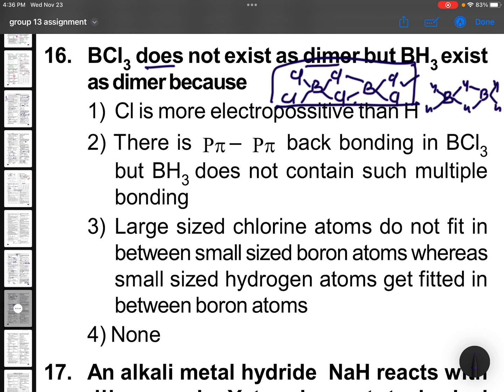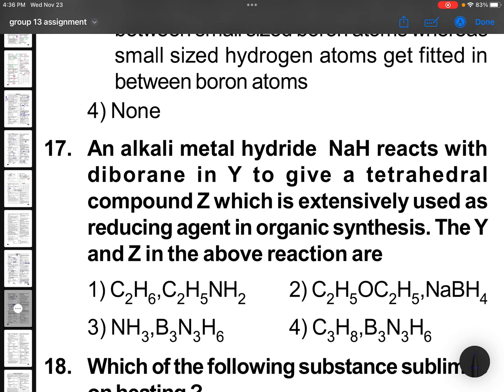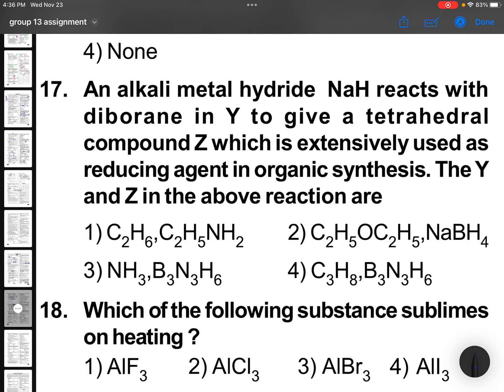Like this it is not possible. If you take aluminium, it is possible. Why not with boron? He is asking that question. Very simple: the vacant orbital in boron is not available because of the chlorine back bonding. So, back bonding in BCl3. Aluminium can form a dimer; boron cannot, because boron is very much involved in back bonding.